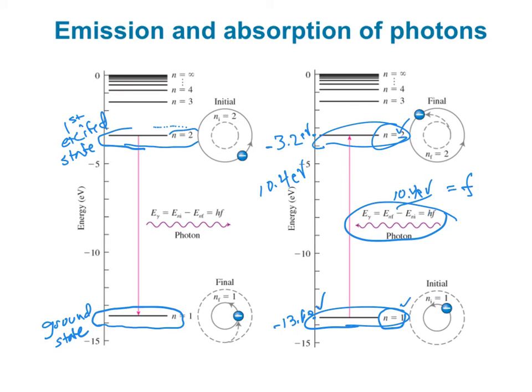Likewise, if the electron falls, if it goes from the first excited state down to its ground state, it's going to emit a photon. Notice how the arrow is going this way. It's going to emit a photon.